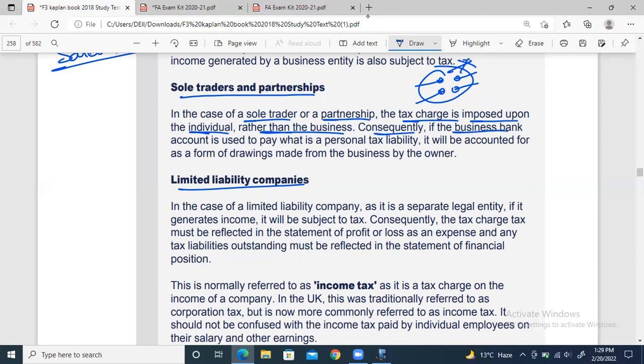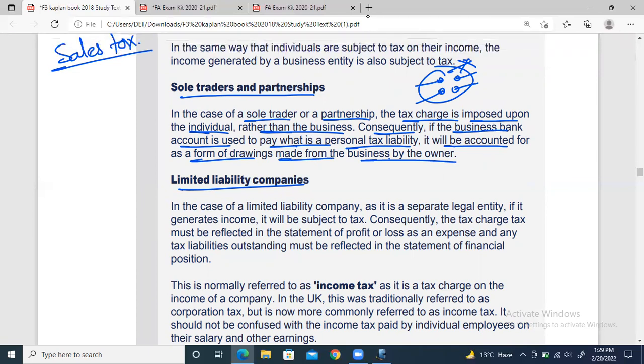Consequently, if the business bank account is used to pay what is a personal tax liability, it will be accounted for as a form of drawings made from the business by the owner. Yes, obviously, it makes sense, because if the business bank account is being used to pay off this tax liability, then this will mean that this is some kind of drawing, right?